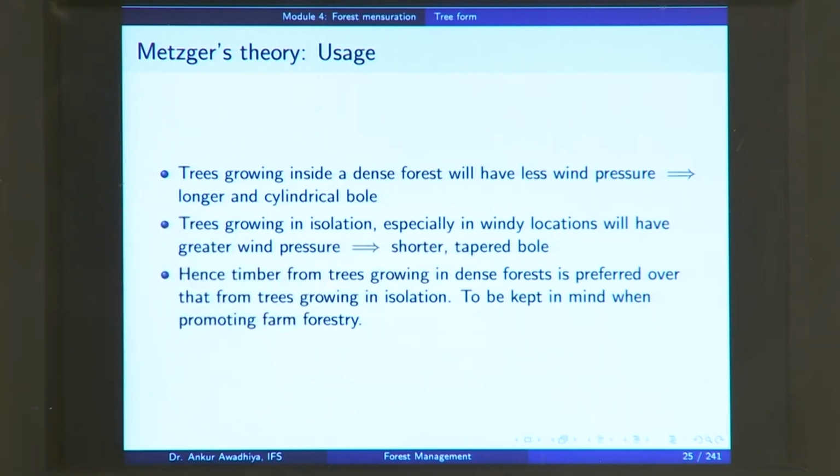So, when we are promoting farm forestry, which is the growing of silvicultural trees in the farmlands as well, this is something that needs to be kept in mind, that the amount of profits that people might receive could be lesser than the amount of profits that they will receive if it was a completely dense stand. And so, we have to make some policy interventions to ensure that the people who are growing trees in a farm are also able to gain adequate remuneration.